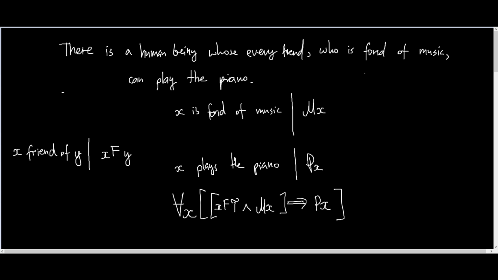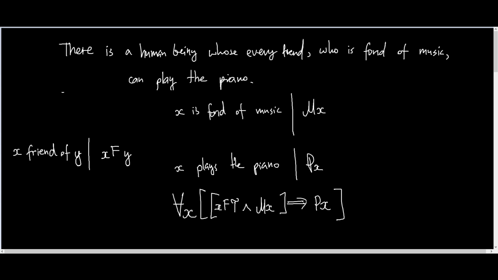You see, before, Tom was that human being. Before we were saying that Tom is a human being such that every friend of Tom that is fond of music can also play the piano. But now, we've done something slightly different. We now are saying that such a human being exists. Of course, when we know that Tom is indeed such a human being, then we know that the statement that such a human being exists is true, but we don't care about the truth or falsity of this statement. We just want to translate this into the symbolic language at this point.